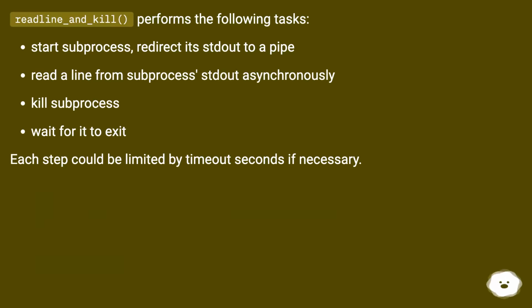readline_and_kill performs the following tasks. Start subprocess, redirect its stdout to a pipe, read a line from subprocess stdout asynchronously, kill subprocess, wait for it to exit. Each step could be limited by timeout seconds if necessary.